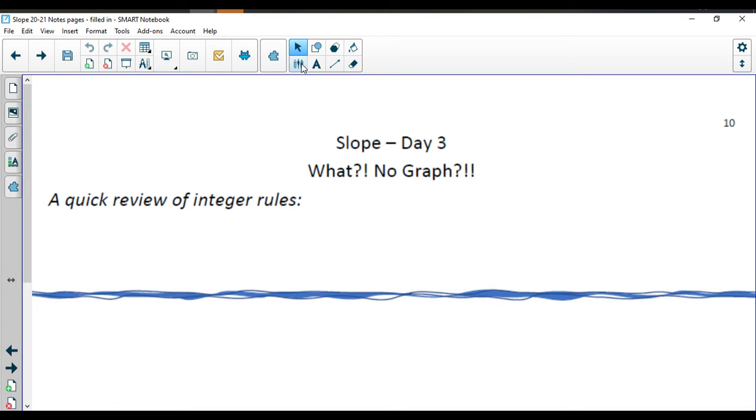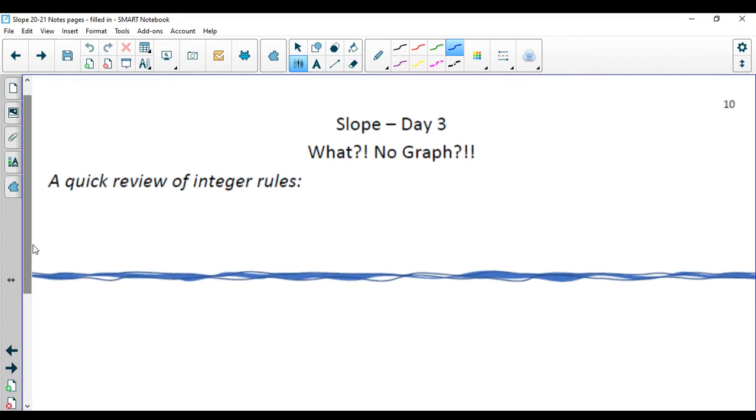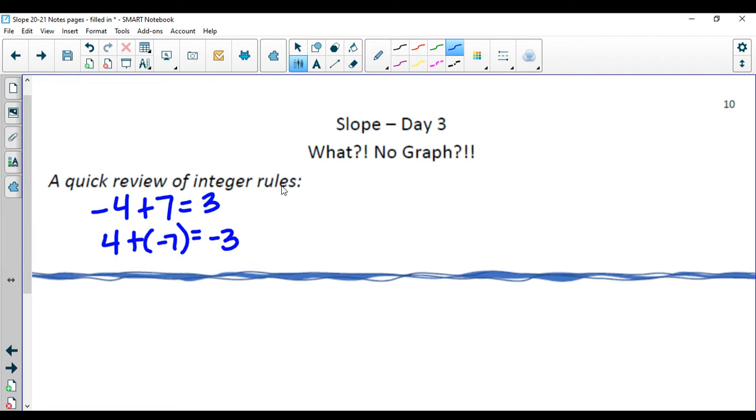All right, for slope day 3, we are going to take a look at what happens when we actually don't have a graph here. What I had you do was watch a quick review of subtracting integer rules. So we're going to do a general overview of all the integer rules here. For example, if I have -4 plus 7, that is going to give you +3 because there's 3 more of the positives when you compare the two. If I have 4 plus -7, it's kind of the opposite version, where the 7 is negative, so there's more negatives, so our answer is going to be -3.